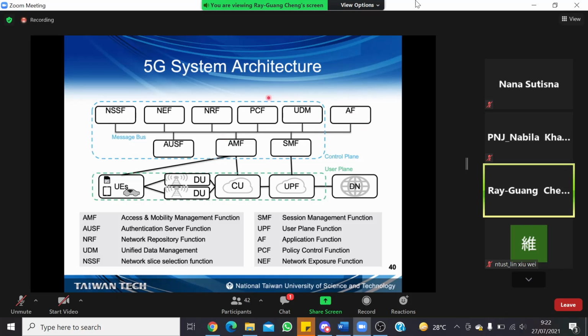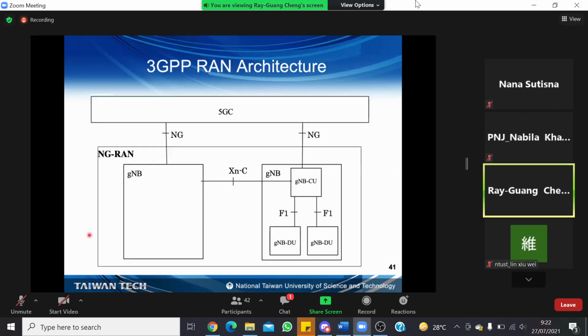So up above is the control plane part. The lower part is the user plane part. So all of the terms are defined here. So this is the 5G system architecture.